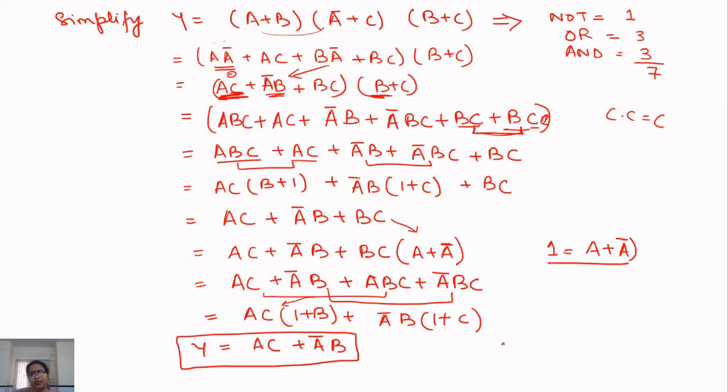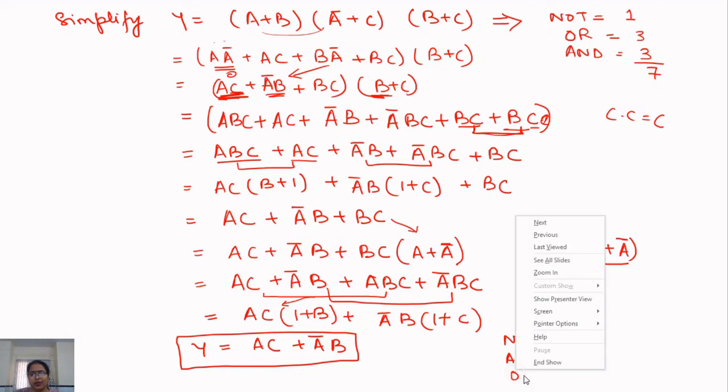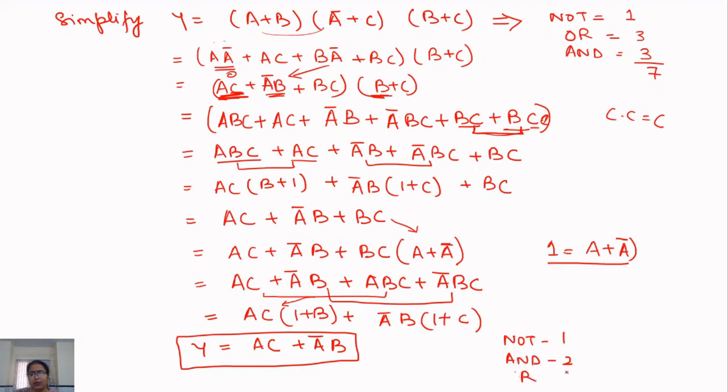So now you can see NOT gate 1, AND gates 2 and OR gate 1. So now the number of gates is 4. The number of gates is now reduced from 7 to 4. Clear?